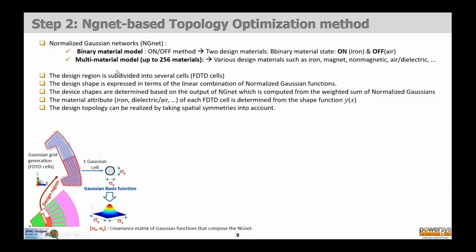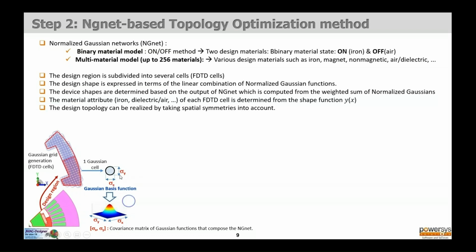Okay, so note that in JMAG, the NGnet method is implemented using two models. You have the simple model, the binary material model, where you can only use two design materials. This means that for the material of the rotor, for example, we have just two states. The state on corresponds to the iron, and the state off corresponds to the air. The other model is the multi-material model, where you can use more than two materials. This means that you can set various design materials such as iron, magnet, air, and so on.